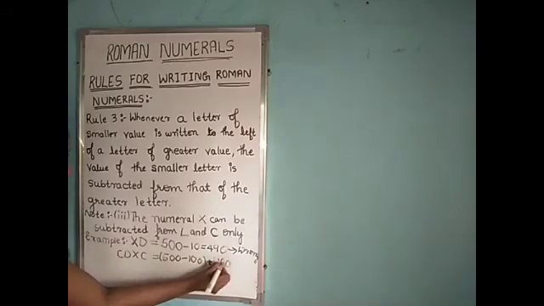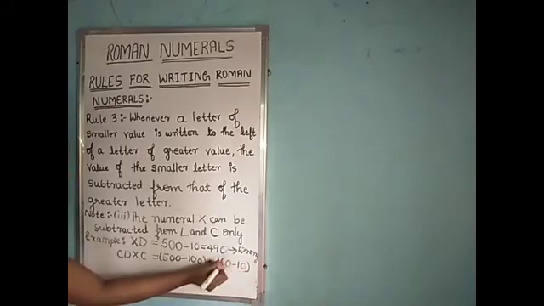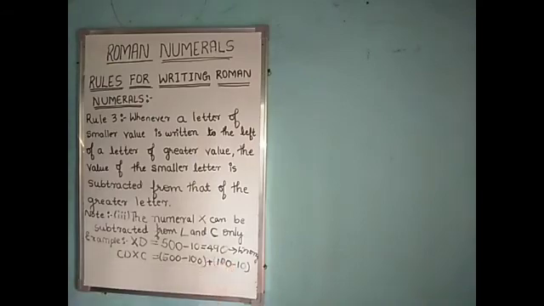100 minus 10. Sorry, 500 minus 100 is equal to 400. Plus 100 minus 10 is equal to 90. So what is the answer? 490. So this one is correct. We can write 490 as CDXC in Roman numbers.